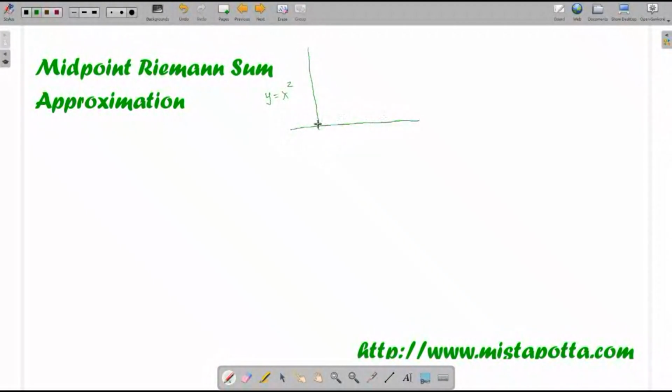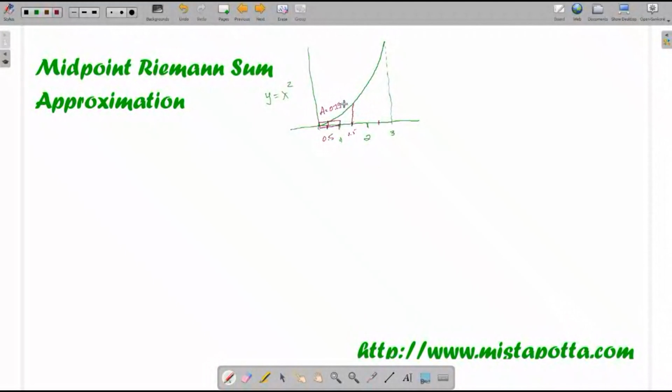In other words, if I have y equals x squared and I'm looking at this parabola again, I'm still going to partition it exactly the same way, but I'm going to let the midpoint of each one of these intervals determine the height of my rectangle. In other words, when I'm at x equals 0.5, that determines a height of 0.5 squared. And so here this area would be 0.25.